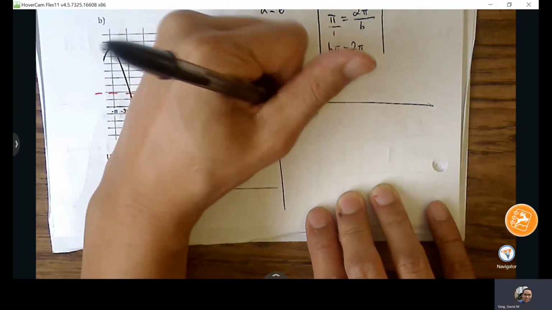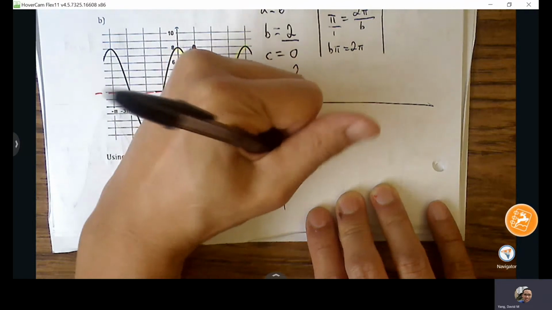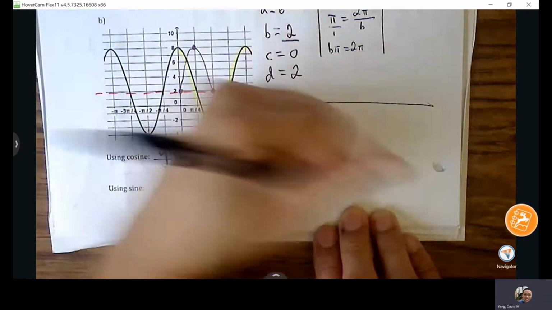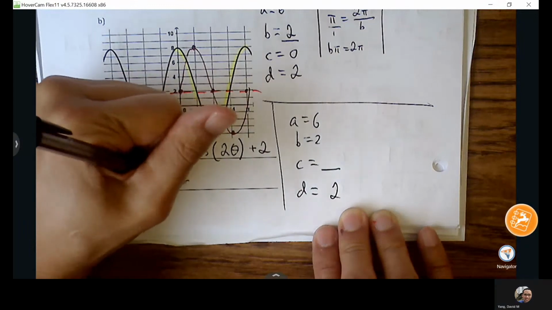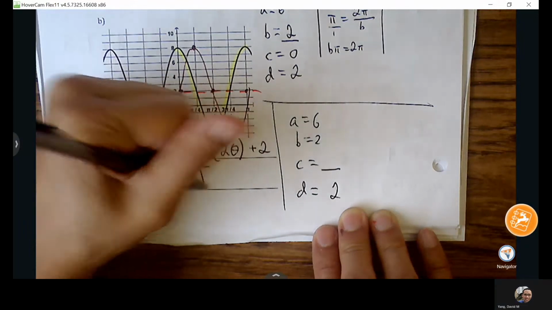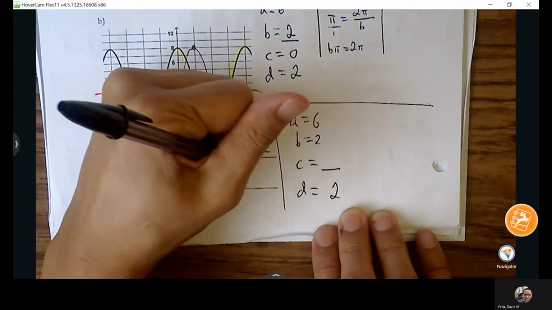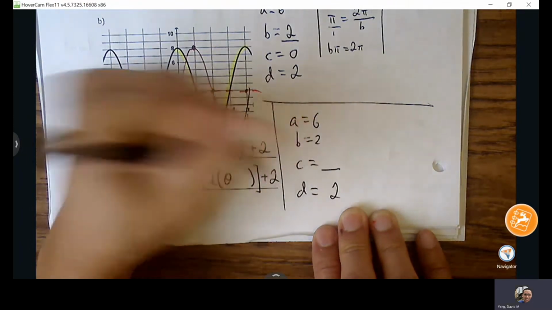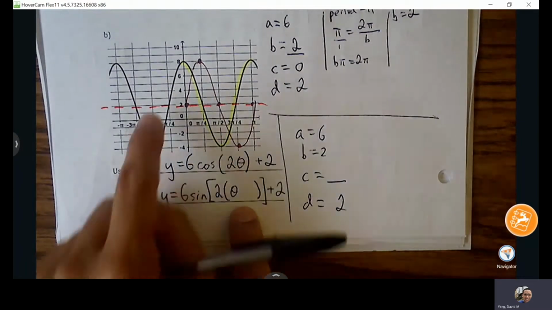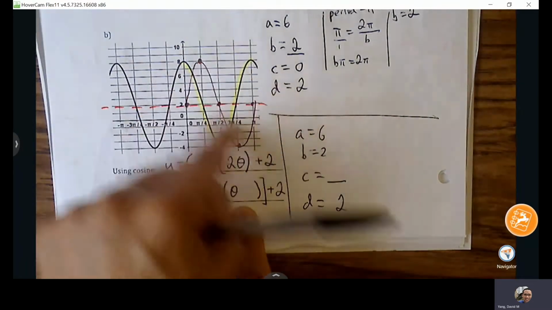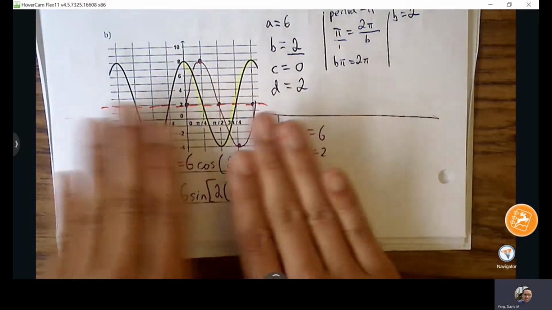Okay, so let's create our sine graph information. Our A value is still 6. Our B value is still 2. The C we don't know yet, and then the D is still going to be 2, right? So this function is built for this graph that I have, but it looks like it's shifted. I need to move it to the left.